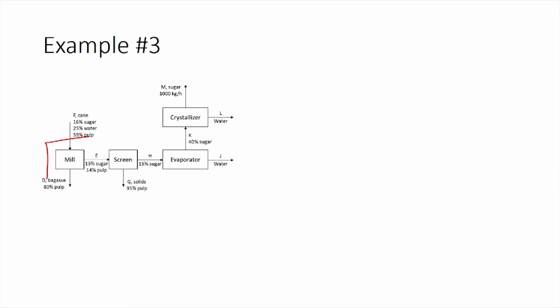We identify the mill as the system, and once we have identified the mill as the system, we need to understand that we have all the information about the cane stream, which is the feed stream entering into the mill. We have all the information about the extract stream E, which is leaving the mill. However, we have only one piece of information about the bagasse stream, which is the percentage of pulp. The other 20% basically contains water and the dissolved component, which is sugar.